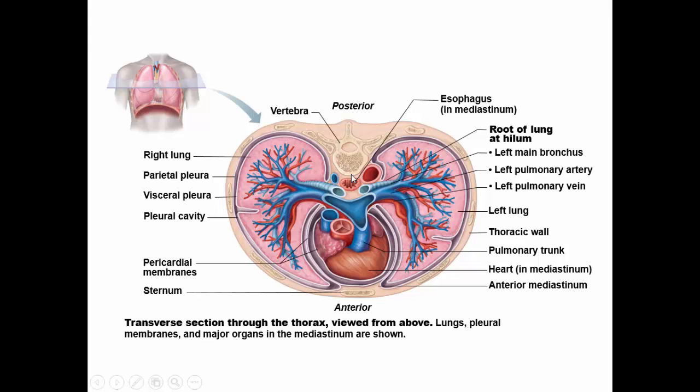So looking at this cross section, you see the heart in its own little pericardium, and then you see the right and the left lung, and each one has its own pleural sac around it. Okay, here's the esophagus going down through the mediastinum. This would be the mediastinum area.